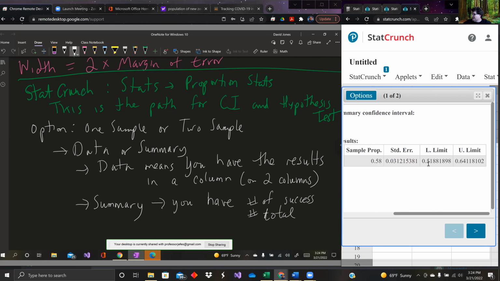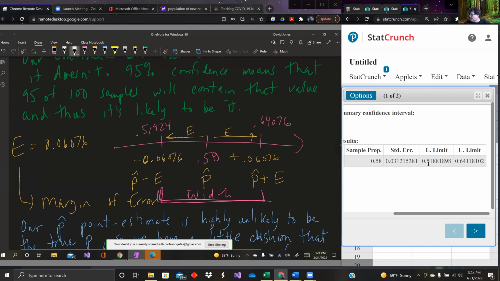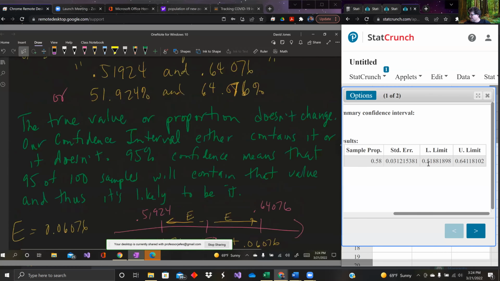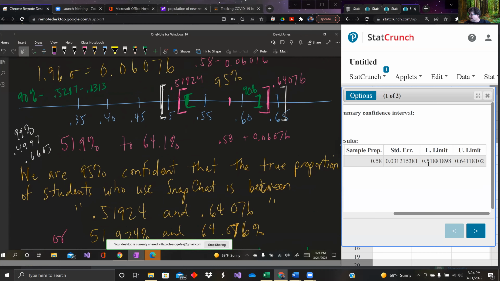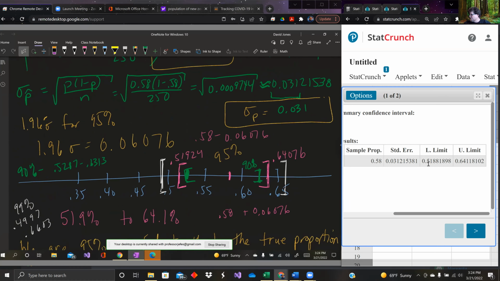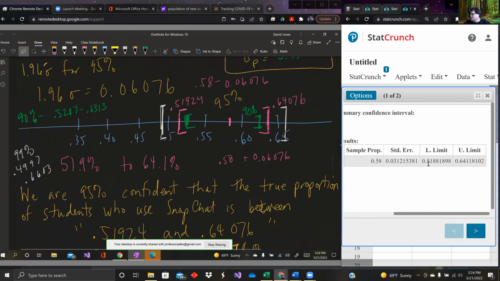It gives us 0.518. I gotta scroll up. Look. I must have screwed up on my calculation up here somewhere. Oh, I rounded here. I used 0.031, not 0.0312. I didn't use the full thing, so I rounded there, and I probably shouldn't have.